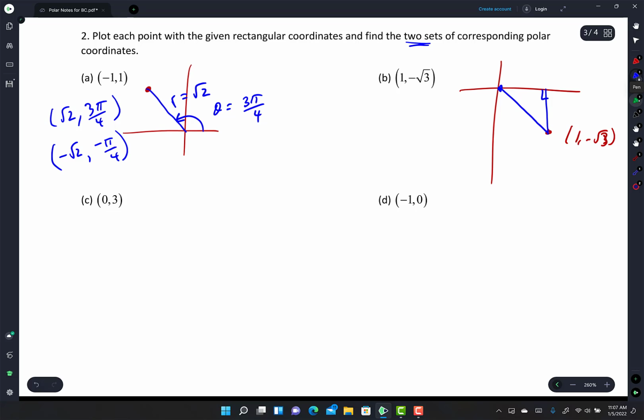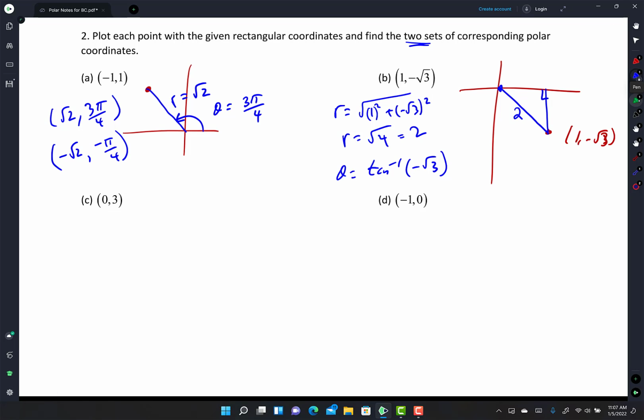It's a right triangle, Pythagorean theorem. 1 squared is 1. Square root of 3 squared is 3. 3 plus 1 is 4. So my radius has to be r equals the square root of 1 squared plus negative square root of 3 squared. So r equals the square root of 4, which is 2. The theta is equal to arctan of negative square root of 3. Do you guys know where I got that from? Just from tan theta equals y over x, right?